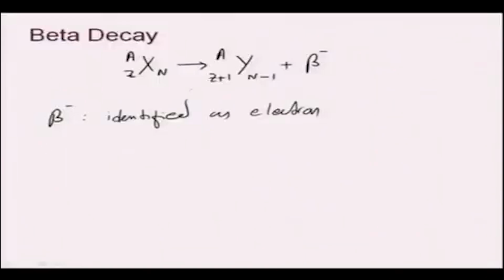So, what we have written here is basically the nuclear transformation, not the atomic transformation. A nucleus with Z protons and n neutrons changes into a nucleus with Z plus 1 protons and n minus 1 neutrons. So, these electrons are actually coming from the nucleus, distinct from the atomic electrons, the electrons which are moving around the nucleus.